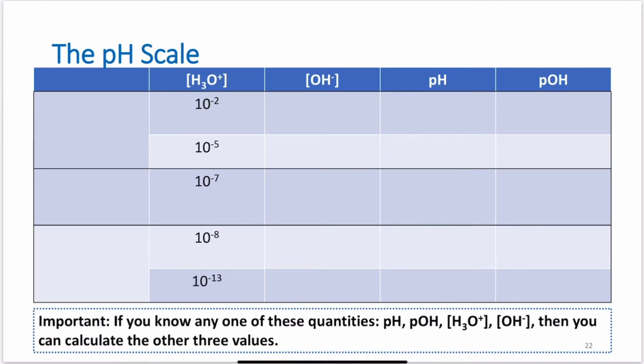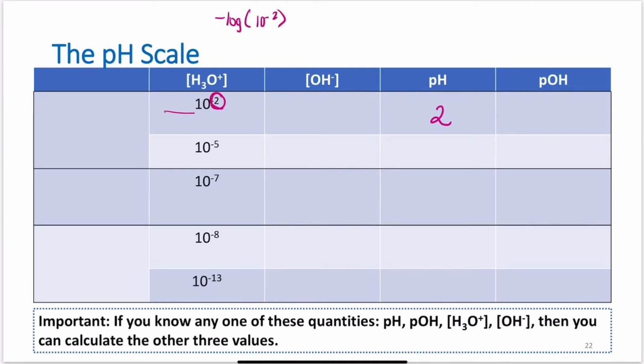You can do this a number of ways. The easiest for me personally is to figure out pH, then pOH, and then calculate back to OH minus, but I'm going to show you all the different ways that we can do it. So for H3O plus concentration of 10 to the minus 2, negative log of my 10 to the minus 2 concentration gives me a pH of 2. Note, it matches. It's pretty easy to do, right?